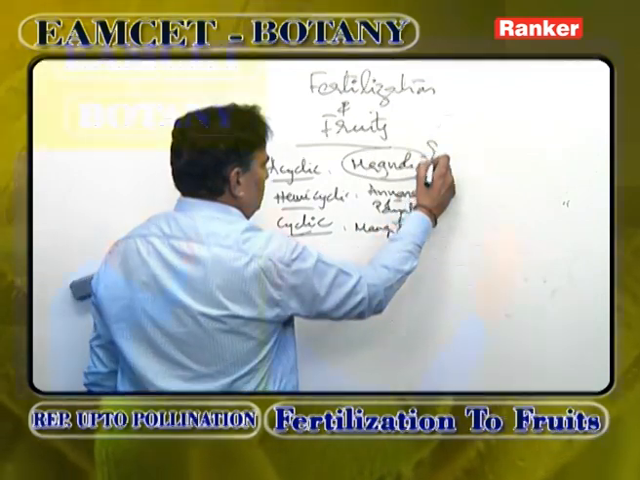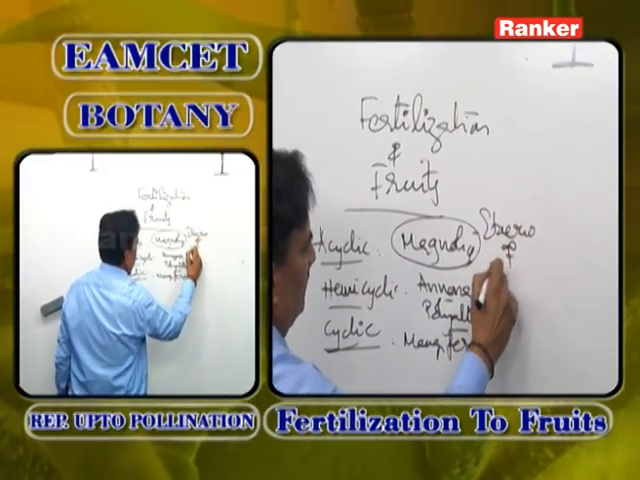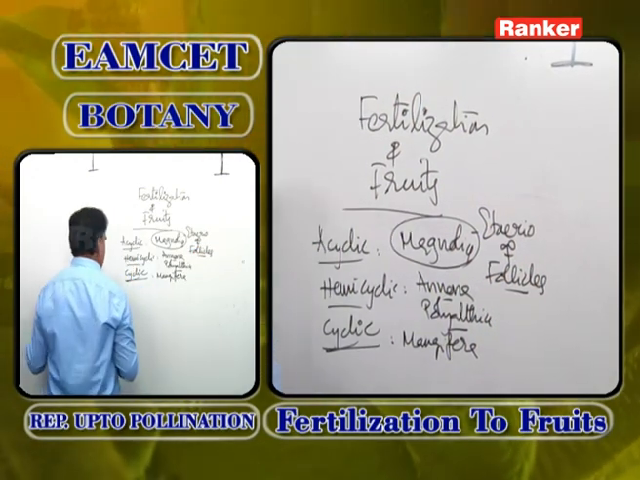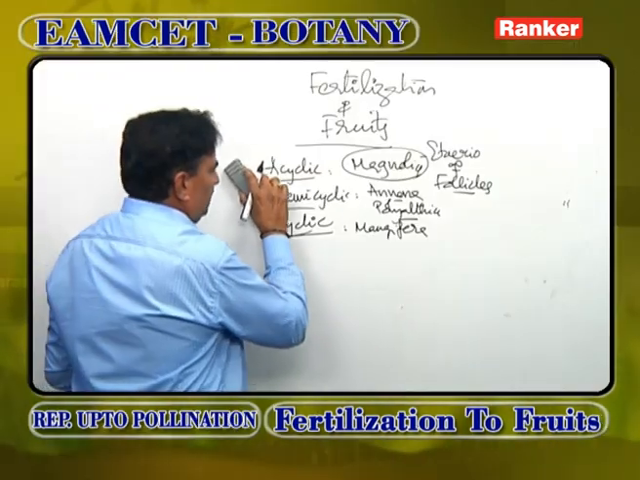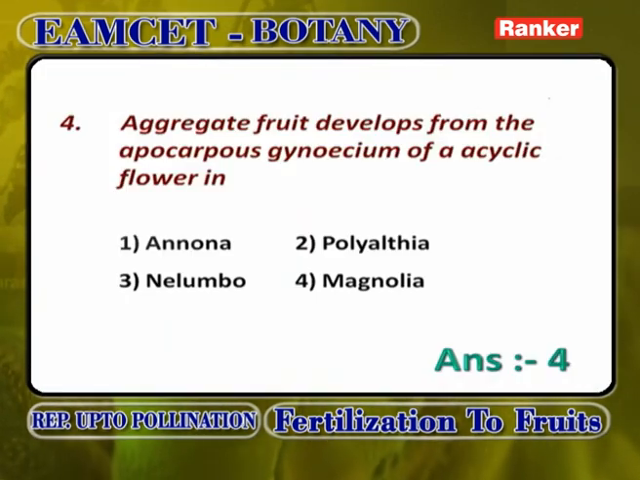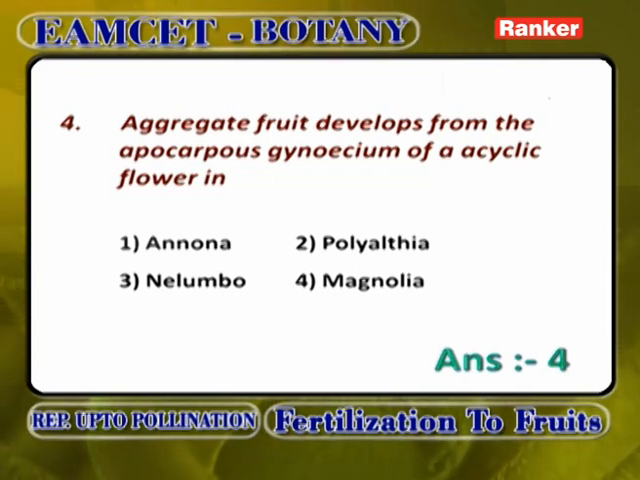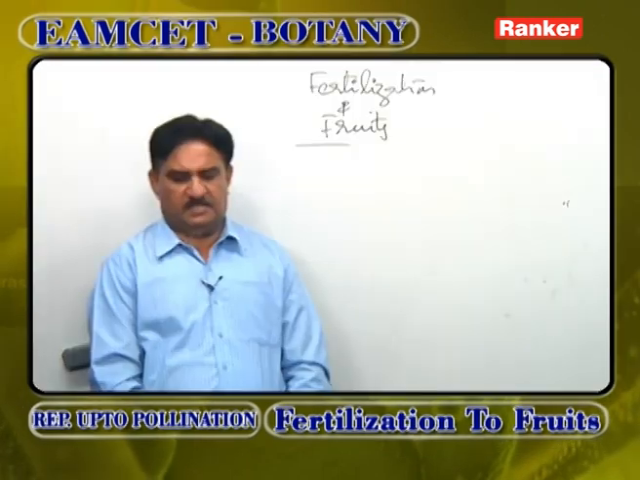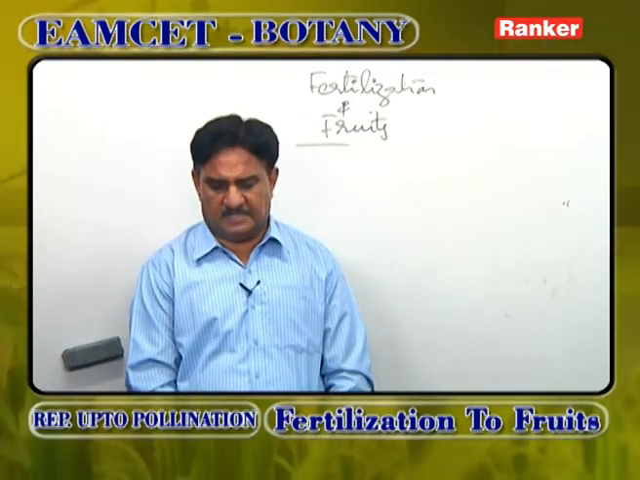In Magnolia, the fruit is an etaerio of follicles, which means an aggregate fruit. An aggregate fruit, etaerio of follicles, is formed from the apocarpous gynoecium of an acyclic flower. Here the answer is Magnolia. Annona is an etaerio of berries. It is a hemicyclic flower. Polyalthia is the same, an etaerio of berries. It is a hemicyclic flower. Nelumbo is an etaerio of achenes, but it is not acyclic or cyclic. It is the apocarpous condition.